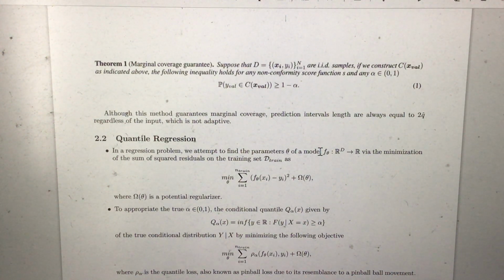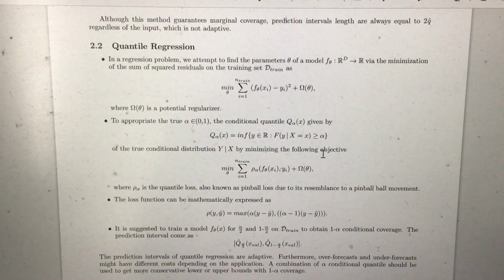But inductive conformal prediction has the marginal coverage guarantee. Suppose the samples are IID. If we construct the prediction interval as indicated above, the following inequality holds for any non-conformity score function S and any alpha: the probability that y belongs to this prediction interval is larger than or equal to 1 minus alpha. So this method guarantees marginal coverage, but it is not adaptive because the length is always 2 times Q hat.